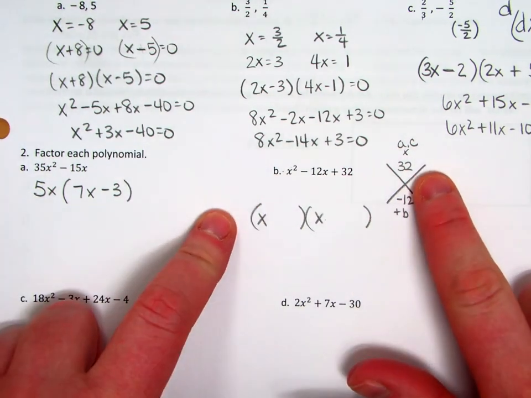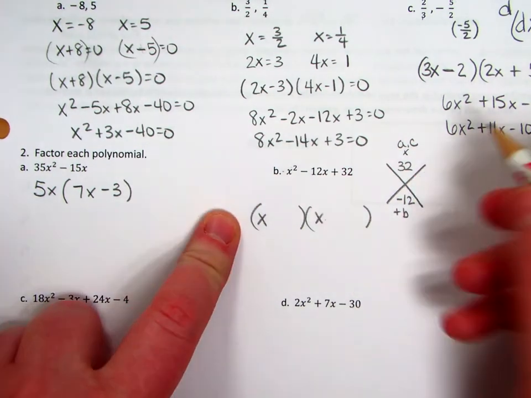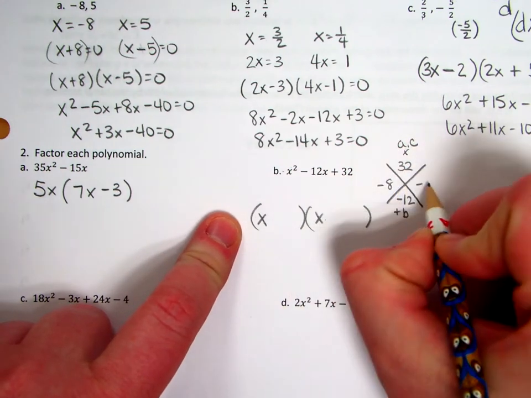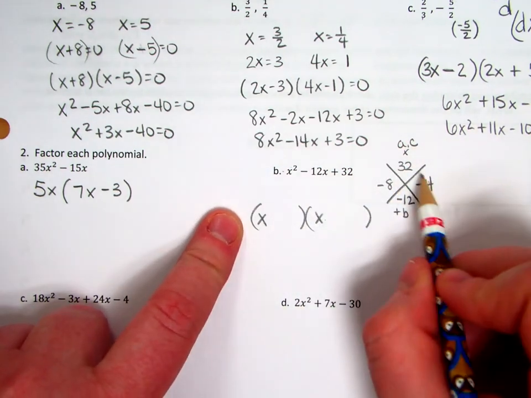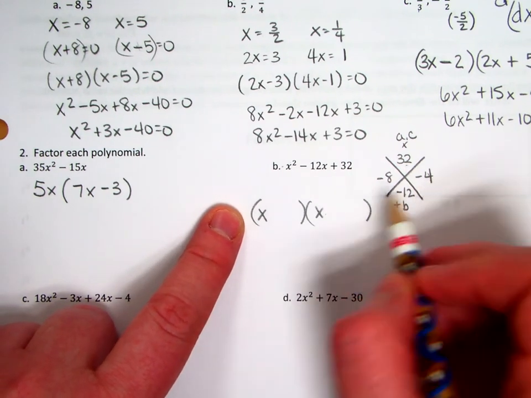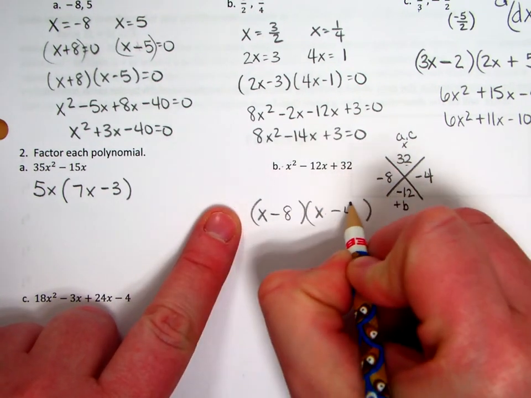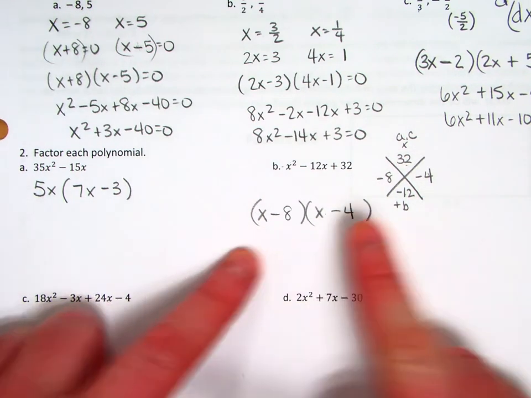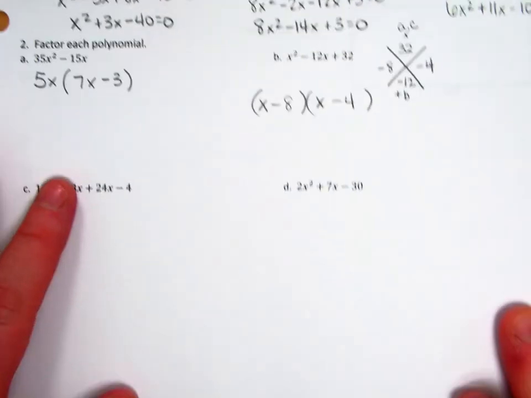So what are the factors that multiply to get me a positive 32 that add up to be a negative 12? Well, those factors would be negative 8 and negative 4. Multiply them, positive 32. Add them, negative 12. So these two factors I just drop in here. I can't simplify these any further, so I'm done.